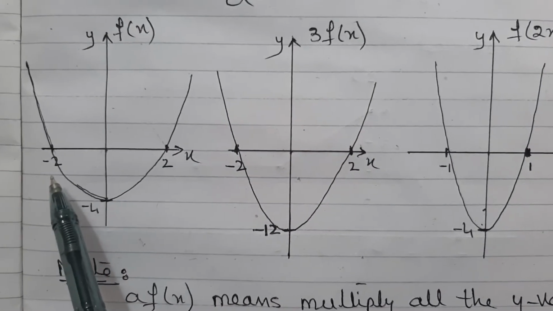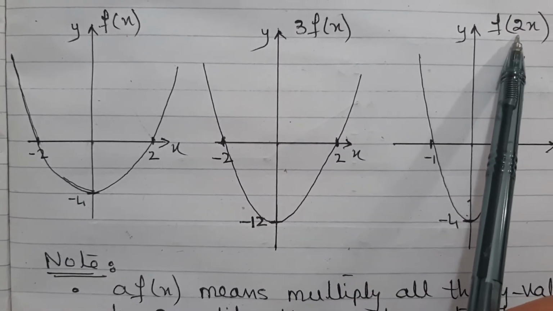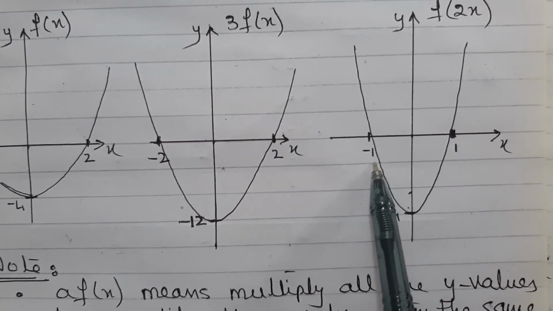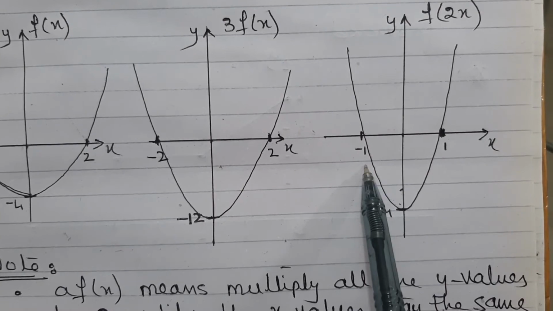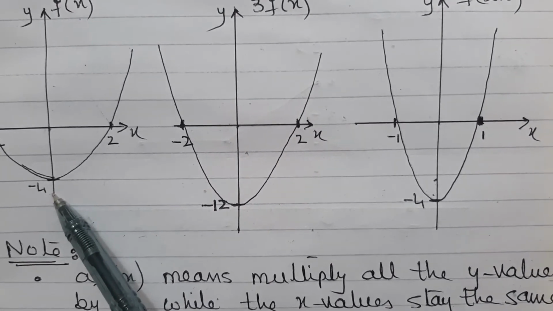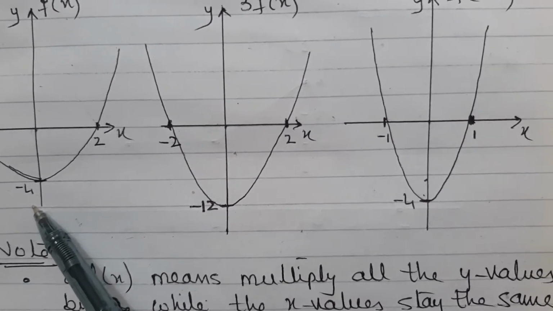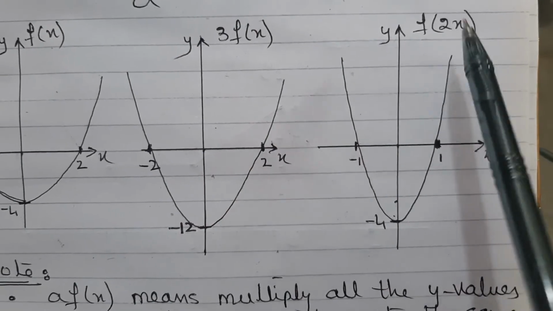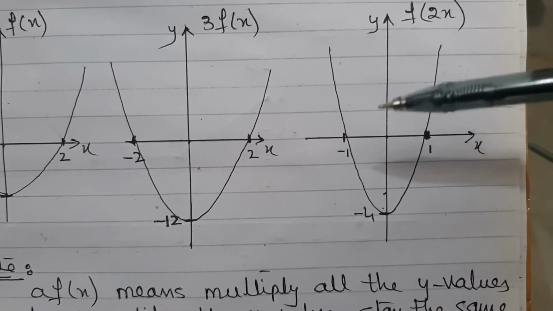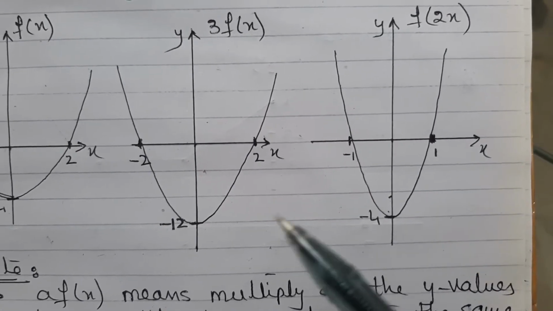Now the point here is minus 2, 0. Minus 2 divided by 2 will be minus 1. That's why I have taken minus 1 here. Right? What are the points here? 0, minus 4. So my x coordinate is 0. When I divide 0 by 2, it will remain 0. So that's why the point is still here. So that's why the shape of the graph will be compressed in this case, right?